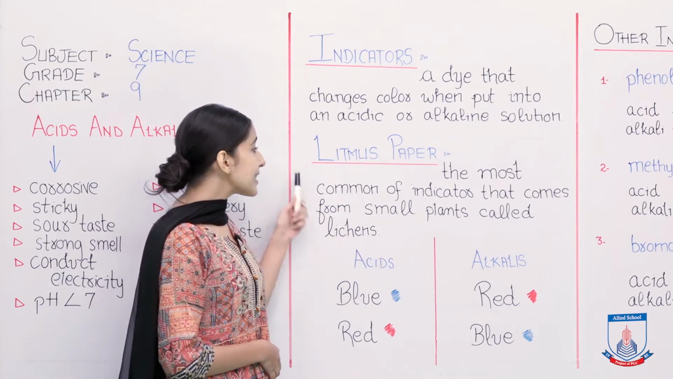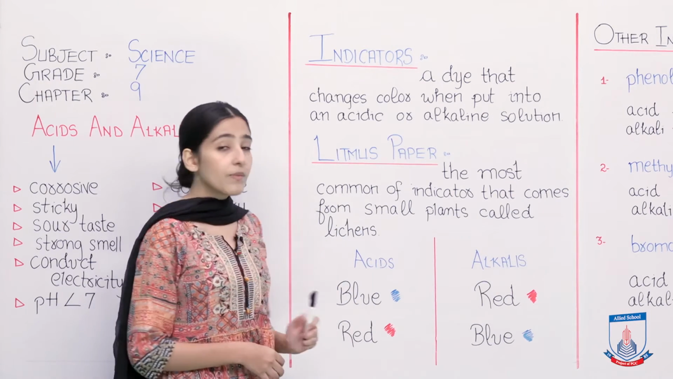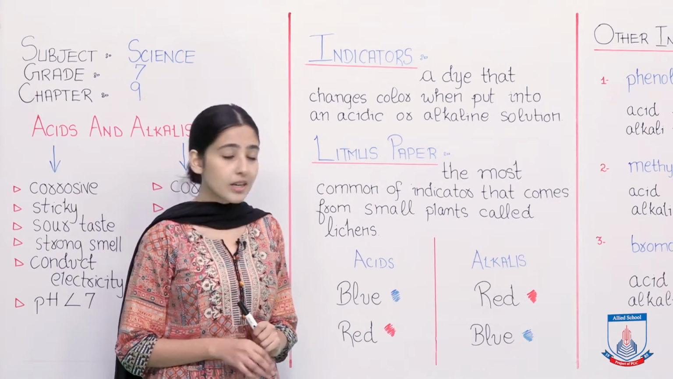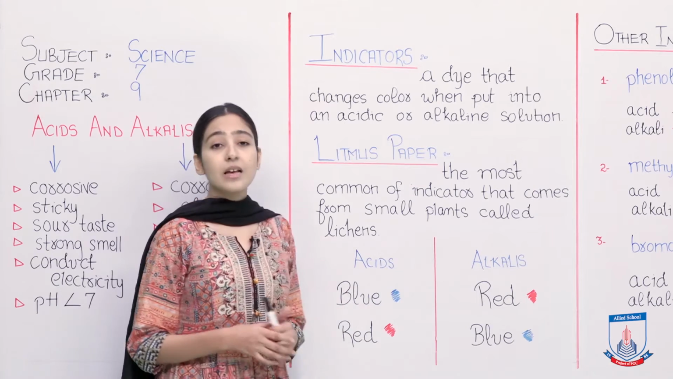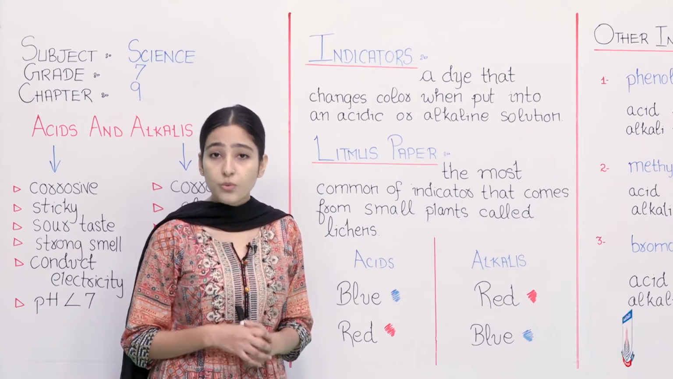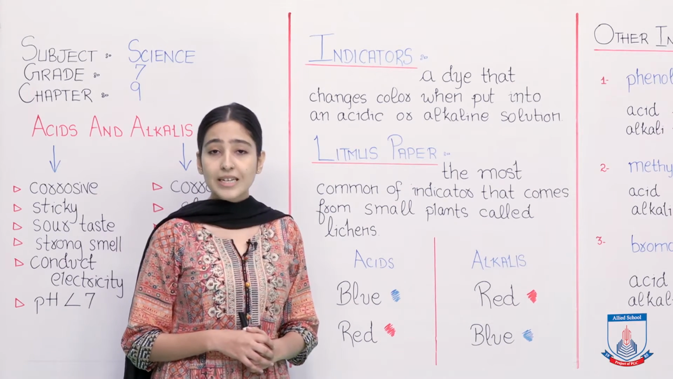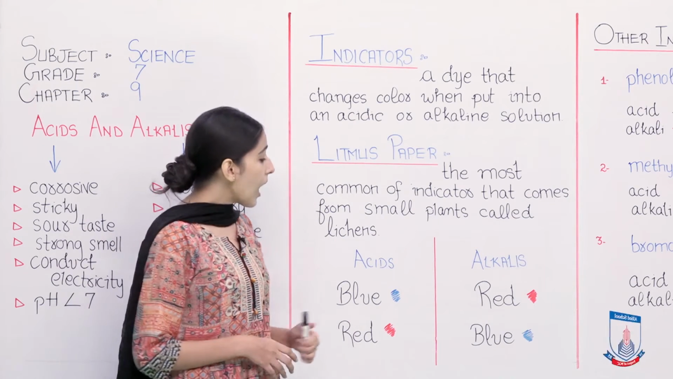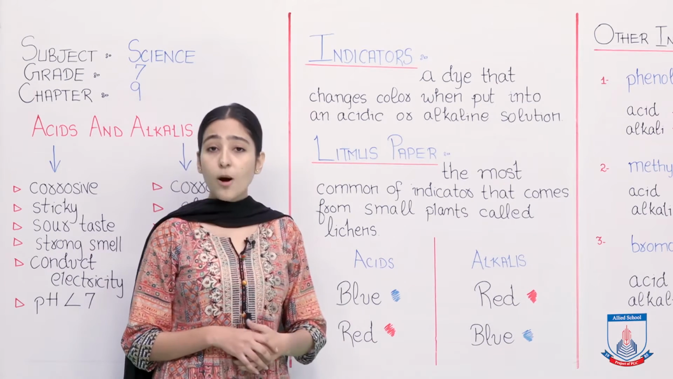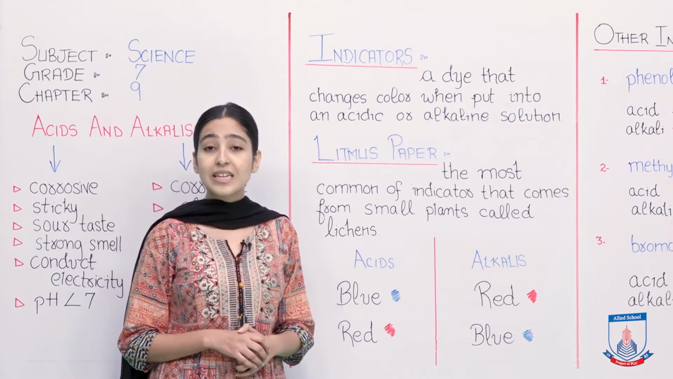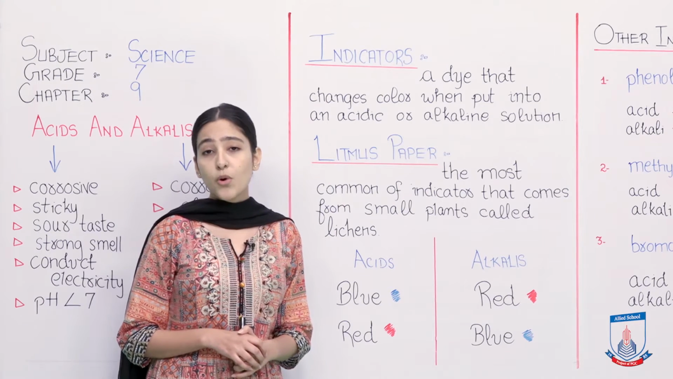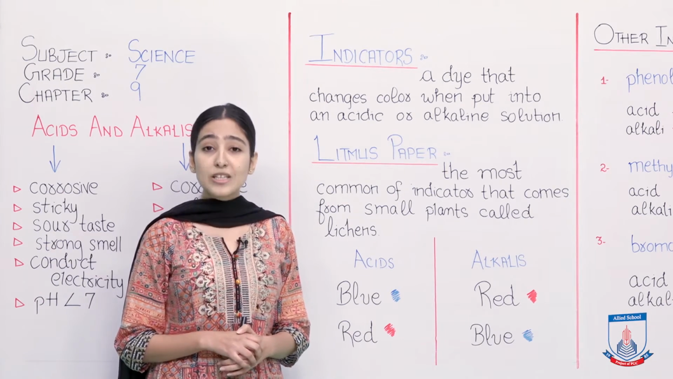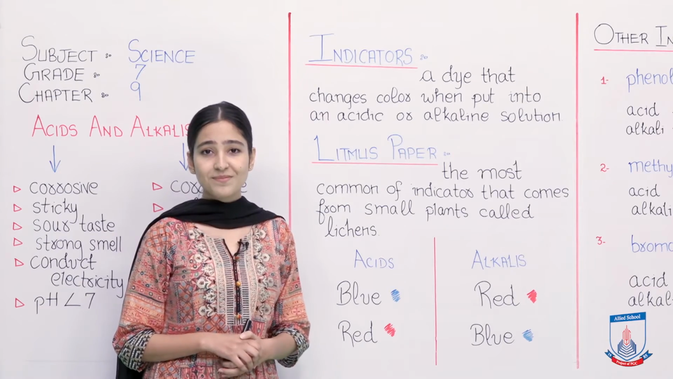Litmus paper is the most common indicator and comes from small plants called lichens. For acids, this litmus paper is blue. When we put it into an acidic solution, it turns red. Talking about alkalis, the litmus paper is originally red. When we put it into a solution that is alkaline or basic in nature, it will turn blue. Apart from this very commonly used litmus paper, we have 3 more indicators that are used in our laboratories. They are solutions. Let's go and read the details.